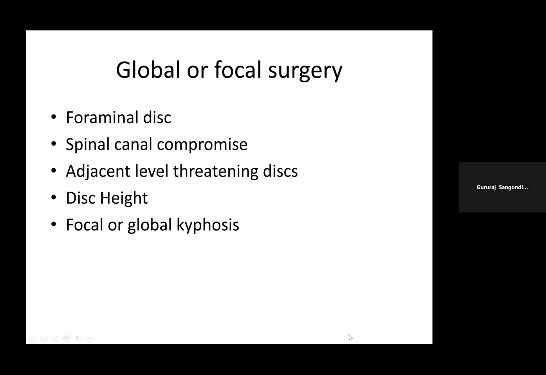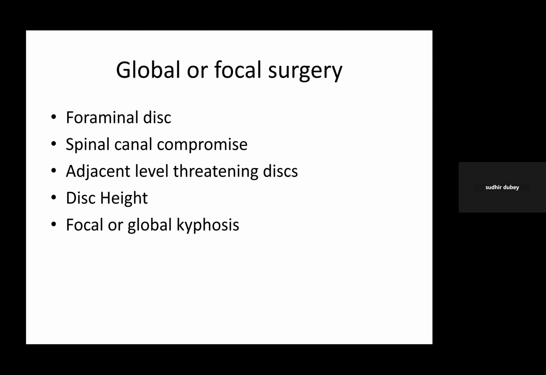We have to decide whether it's a global surgery at that disc level or a focal surgery at that disc level. The decision will be based on whether the disc is confined to the foramen, whether there is a canal which is compromised, like if you have a borderline canal stenosis, and if you just address the foramen, then you're not doing a thing looking into the future. So you have to have a different strategy.